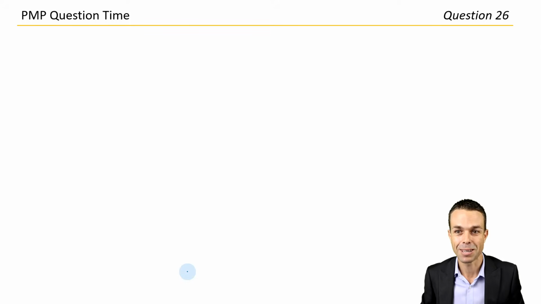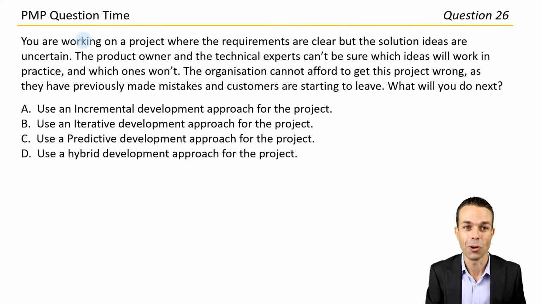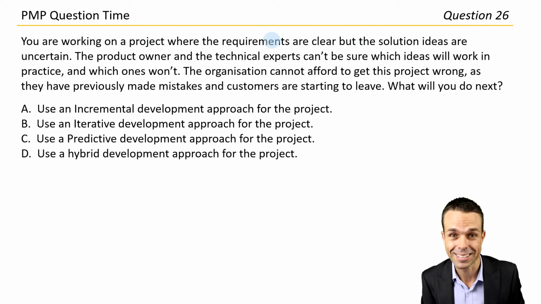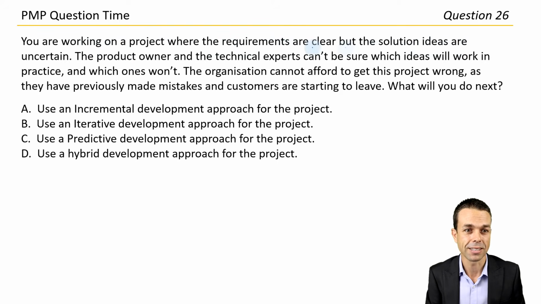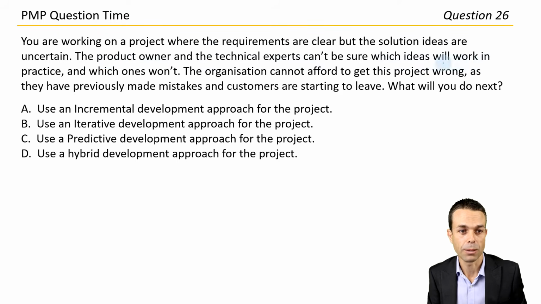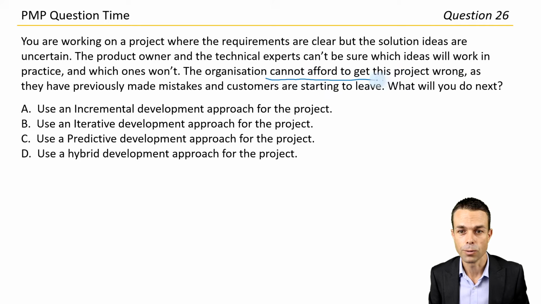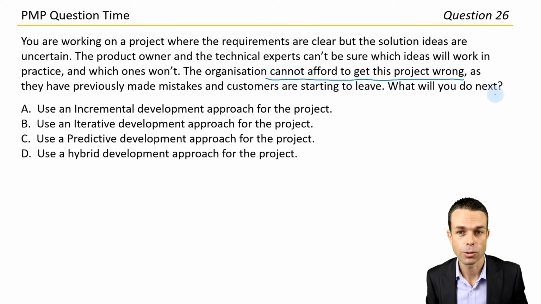All right, let's keep going. We're halfway through this little section. Hopefully they're not as tricky as that one, but we'll soon find out. You're working on a project where the requirements are clear, but the solution ideas are uncertain. The product owner and the technical experts can't be sure which ideas will work in practice and which ones won't. The organization can't afford to get this project wrong. Now that's a big clue, as they have previously made mistakes and customers are starting to leave. So what will you do next?